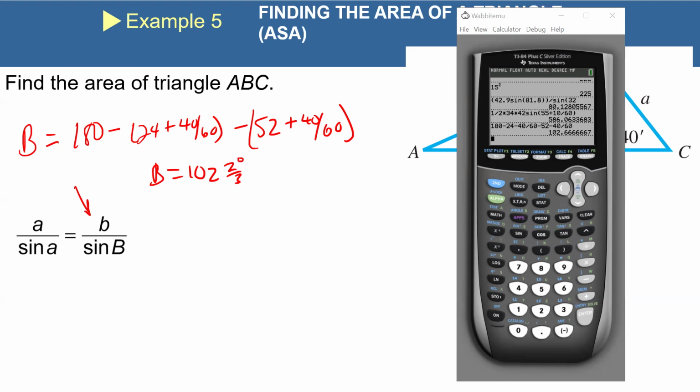What'd you get? Minus 24 and minus 52. I know. I'm trying to see where you may have mistyped. So it should be, yes.